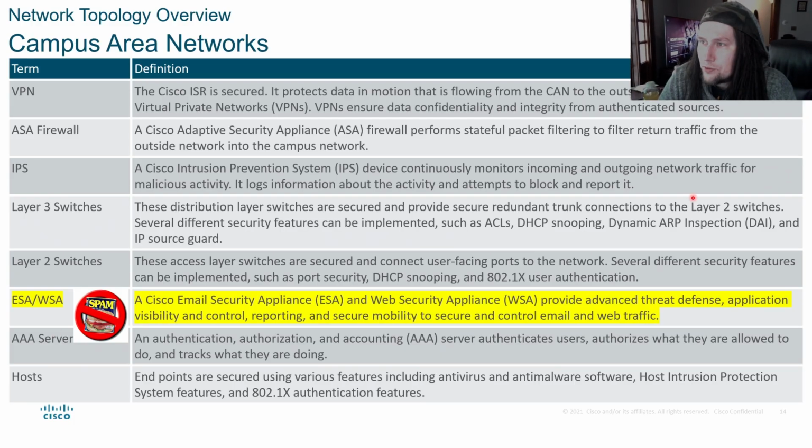Network topology overviews. So here we're talking about a campus area network. They're using a VPN. The Cisco ISR is secured. It protects data in motion that is flowing from the CAN, or campus area network, to the outside world by establishing a VPN. VPNs ensure data confidentiality and integrity from authenticated sources, and VPN, of course, stands for Virtual Private Network.